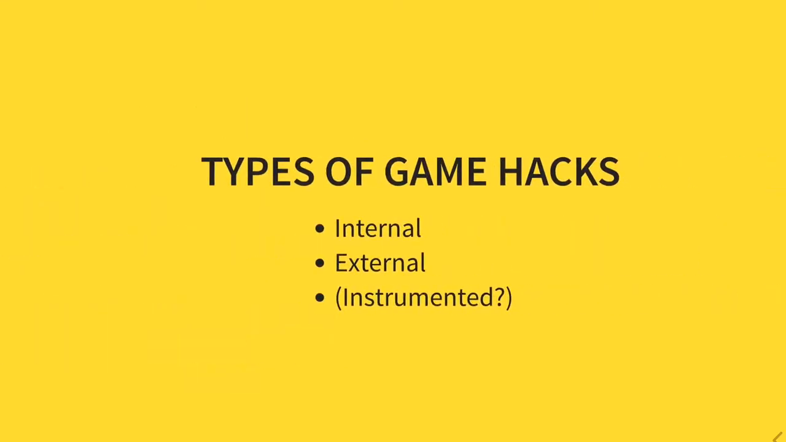There are a few types of game hacks that you can create, one of them being internal, which means you're injecting custom code into a game's process and running inside of that memory segment. And also there's the external hack, which reads and writes memory of another process externally. You can also use something like Frida to instrument your games, but I'm not going to go into that today.